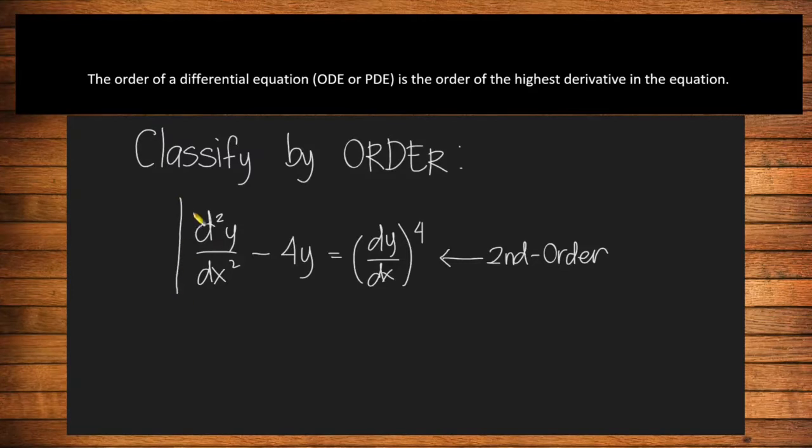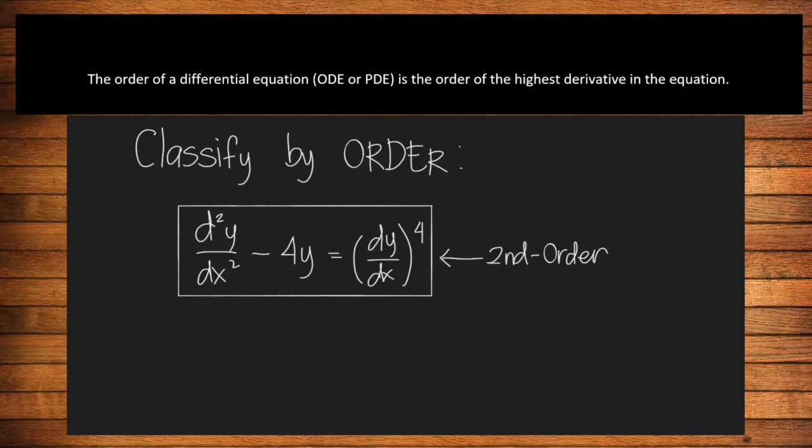Okay, so baka isipin nyo na yung order natin dito is 4 kasi raised to the power of 4. No, so mali yun. Again, yung titingnan natin dito is yung order ng highest derivative. So yung highest derivative natin dito is second derivative. Therefore, this equation is a second order differential equation.